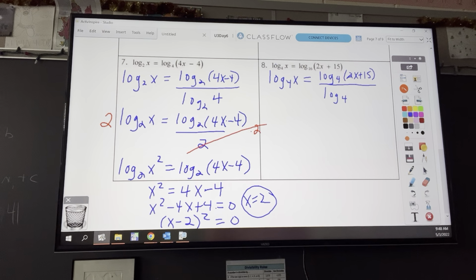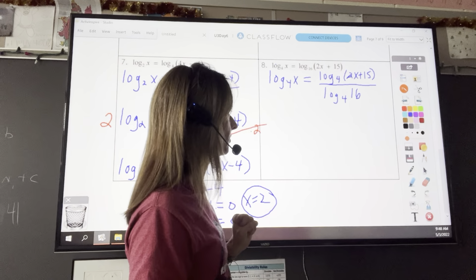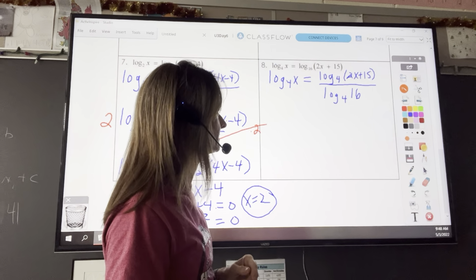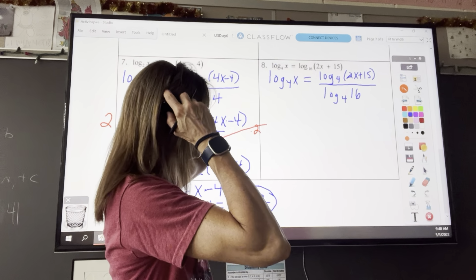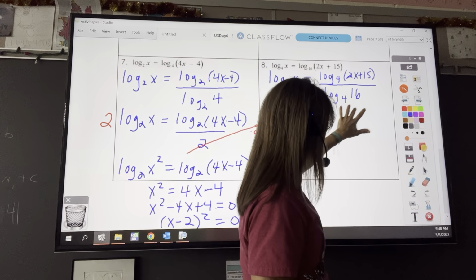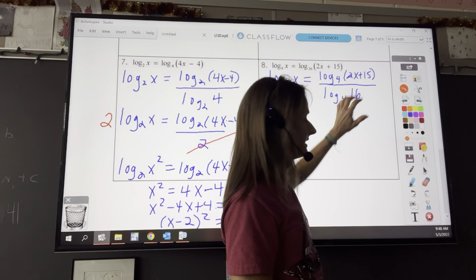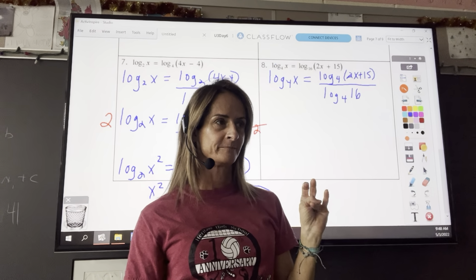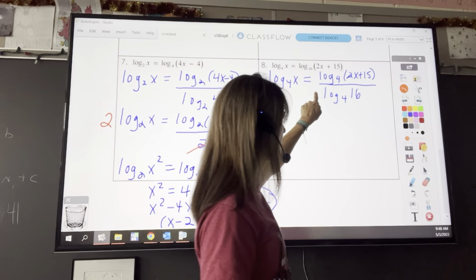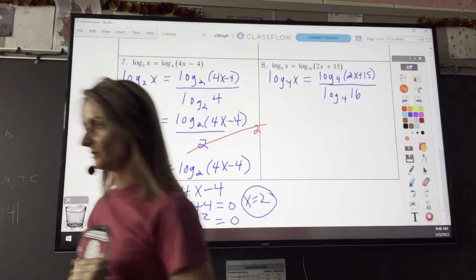Log base 4 of the original base, which is 16. So that's a 2x plus 15. And we're just following the change of base formula. You can Google that if you'd like, but it's in our notes and in the video that you watched last night for homework. So now what we've done here is this denominator is just a number. 4 to the what power equals 16? That's 2. So log base 4 of 16 is just 2. So I'm going to rewrite this with the 2 in the denominator here.